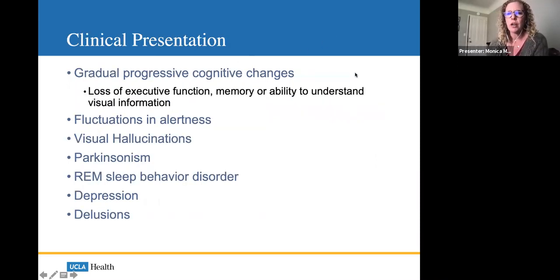Upon clinical presentation, when somebody comes into the doctor's office, these are often the complaints that would allow us to diagnose someone with Lewy body dementia. More of a gradual progression of cognitive changes. Again, there is memory loss associated with this, a lot more so than FTD. But there's loss of executive functioning, that ability to plan and to focus on the executive tasks that we do. Also, there's an inability to understand visual information. So that changes as well, as does memory.